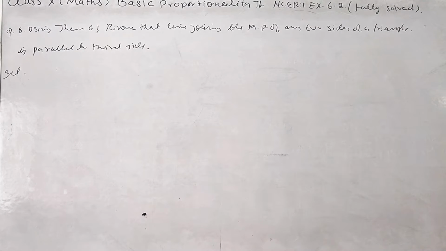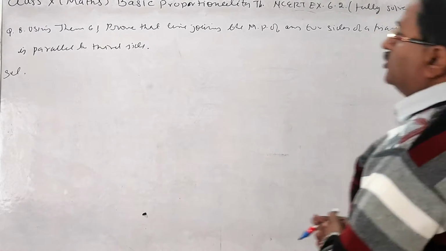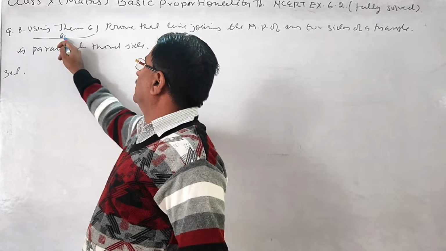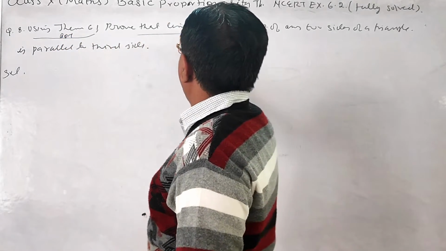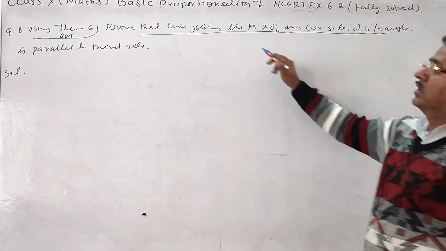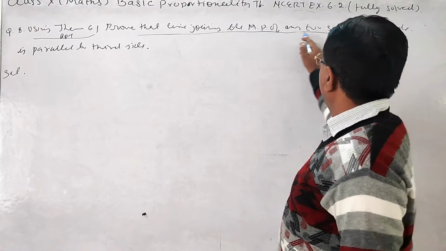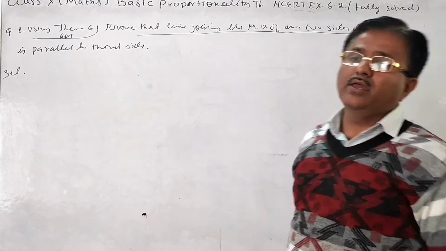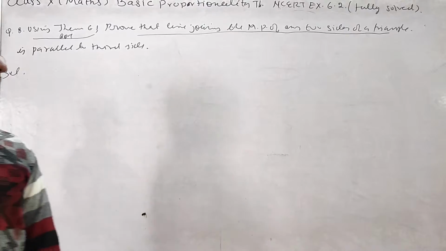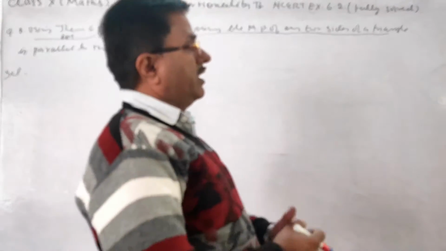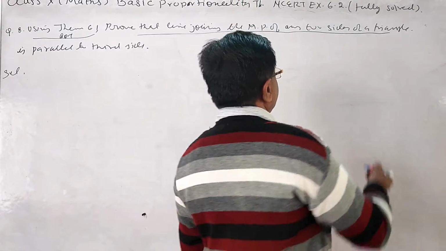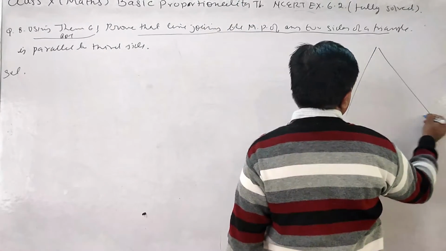Next, that is also similar to the previous one, using theorem 6.1. Again you have to use BPT. For what? Prove that the line joining the midpoints of two sides of a triangle is parallel to the third side. So dear student, you have already done this with congruent triangles in 9th class, but here the method we are using is different. So what are we given? A triangle.